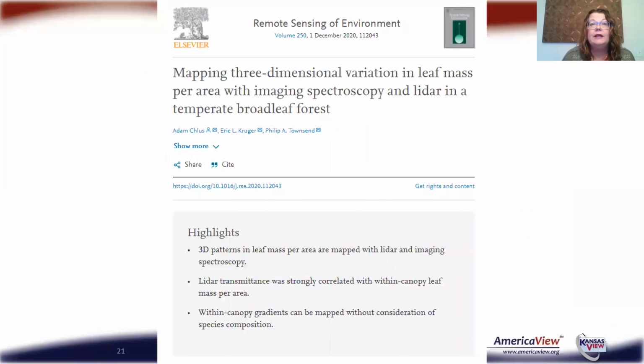This is a new publication, December 1, hasn't been published yet, where they're mapping 3D variation in leaf mass area using the spectrometer data and LIDAR combined in a temperate broadleaf forest. And so these are just to kind of let you know what current research is utilizing NEON data.